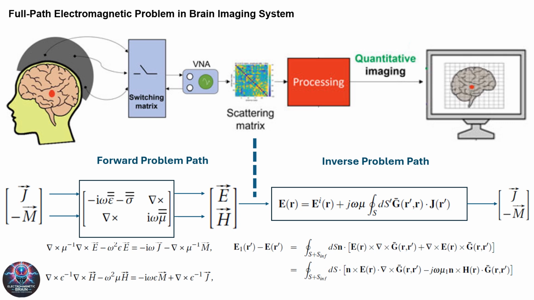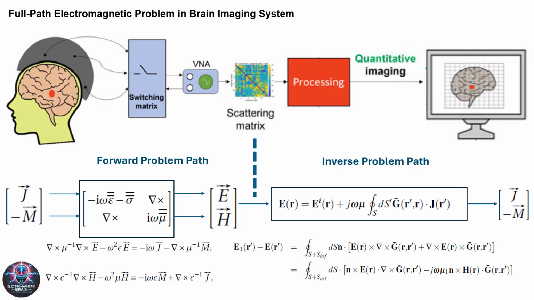This scattering matrix is essential for understanding the interaction of fields with the brain's internal structures. The data is then sent to the processing unit, which processes the scattering information, and the output is a quantitative image of the brain, helping to locate the region of interest. Mathematically, this forward problem is modeled using Maxwell's equations. We describe the relationship between the electric field E, the magnetic field H, and the current sources J and M through these differential equations. These equations consider the effects of the material properties, such as permittivity epsilon, permeability mu, and conductivity sigma, as well as how the electromagnetic fields are propagated and interact with different regions of the brain.